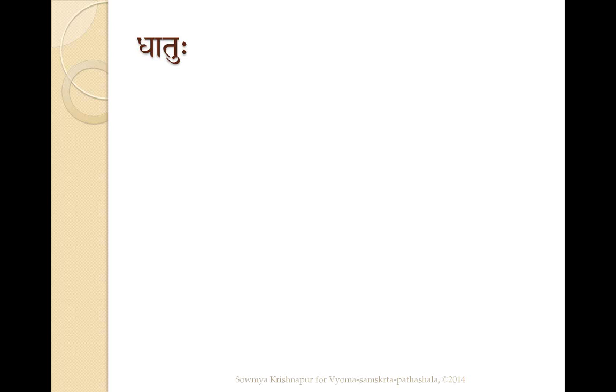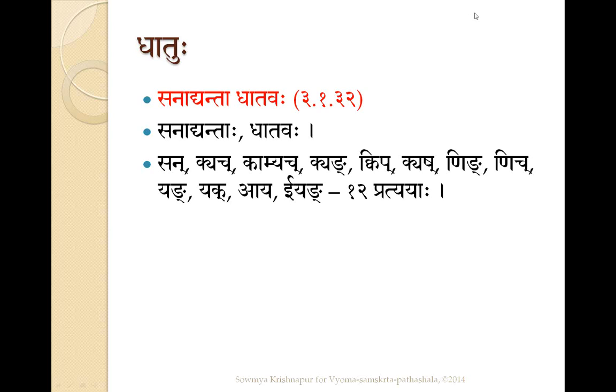Dvadasha pratyayah santi. San, kyach, kamyach, kyang, kvip, kyash, ning, nich, yang, yak, aya, iyang. Iti dvadasha pratyayah santi. Etadantaha, sanadi antaha. So those words which end with any of these pratyayas are also called dhatus. Okay. Sannantaha dhatavaha, kyajantaha dhatavaha, kamyajantaha dhatavaha, etc.